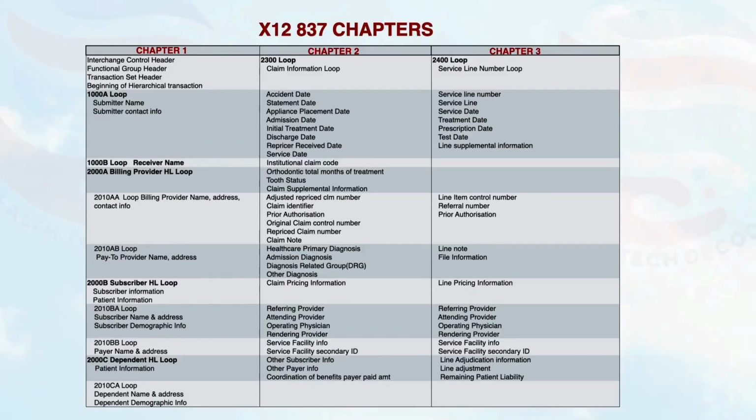In the last session, we covered chapter 1 where we talked about the 1000A, 1000B, 2000A, 2000B and 2000C loops. Here today we'll cover chapter 2 where we'll talk about the 2300 loop and all segments under it. Then next session we'll cover chapter 3 where we'll discuss the 2400 loop and all segments under it.